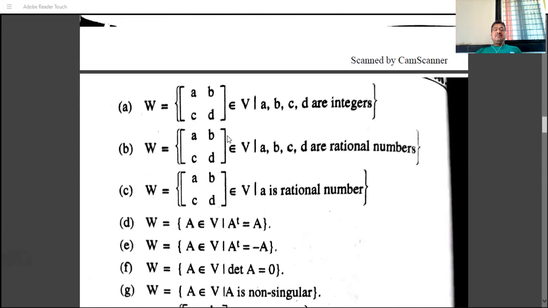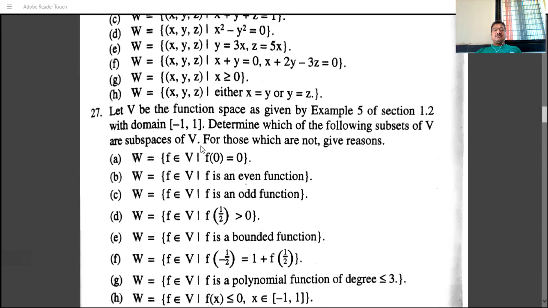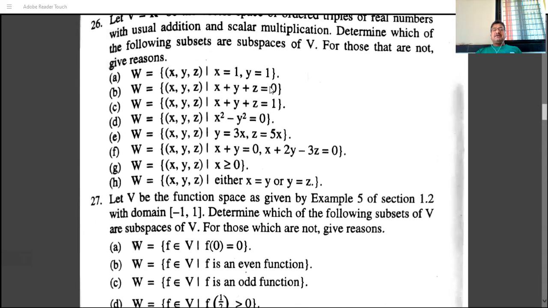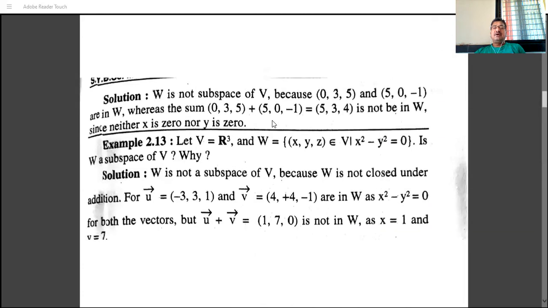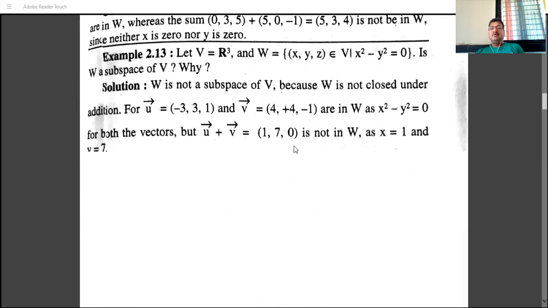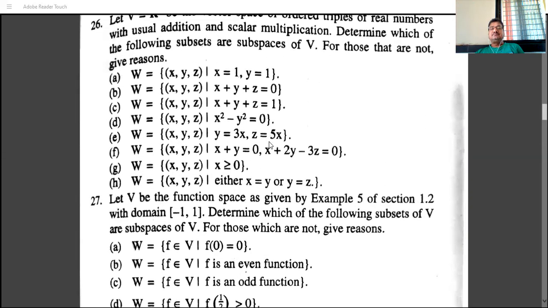The answer of B is yes. The answer of this B is yes: x plus y plus z is equal to 0. This is a subspace, because we know that ax plus by plus cz is equal to 0 is a subspace for all a, b, c. But if x plus y plus z is equal to 1, this is not a subspace, and we have to give the counterexample for either condition number 1 or condition number 2. This is also not a subspace: x squared minus y squared is equal to 0. Already the answer is given here. That is, give the counterexample: the addition of two elements of W is not an element of W.